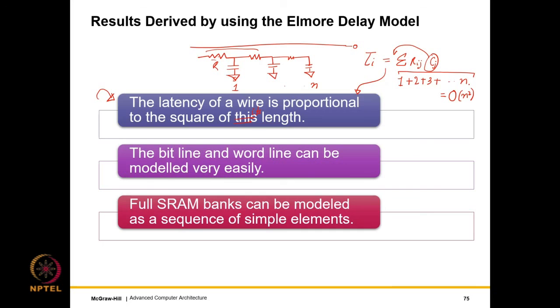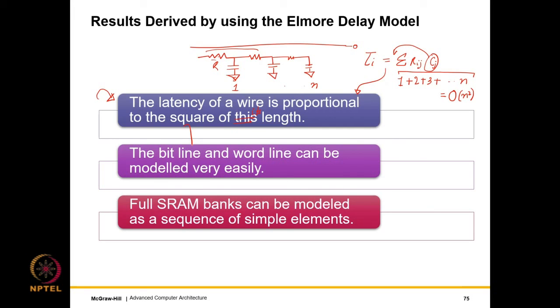We are not interested in the constants. It is order of n square. So this is bad news for us in the sense we should never have long wires in our circuit, because if we double the length of our wire, the latency will increase by 4 times.